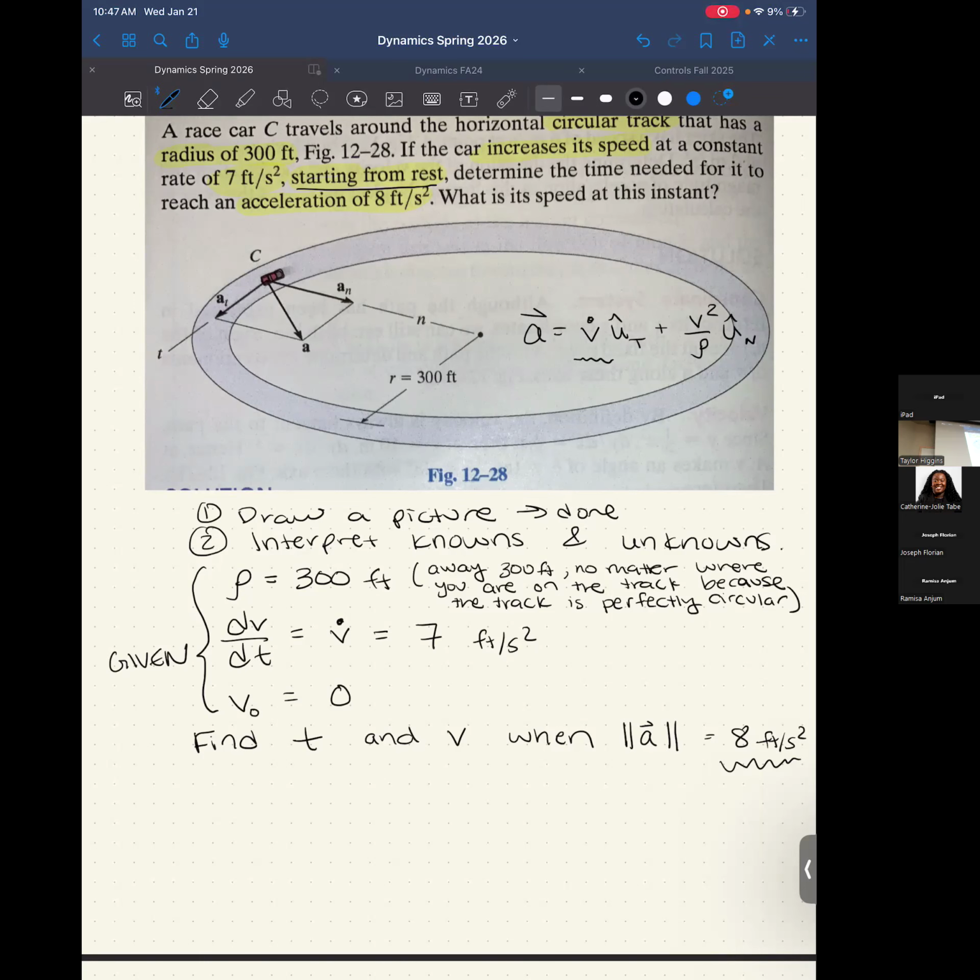But we do know, what do we know about how speed changes? Given in the law?